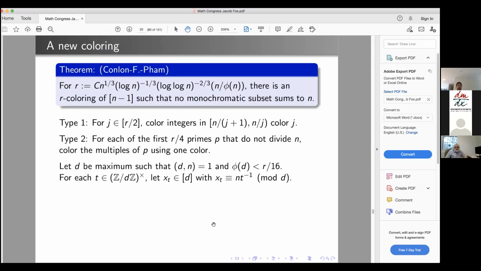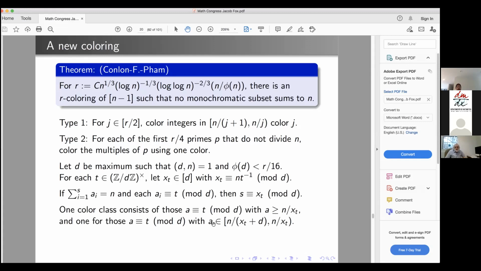There's a more involved coloring that we come up with that works for all n, and it basically uses the same first two types of colors, but there's a more careful thing to do for the last type of colors, using some more number theoretic properties. It's a little bit wasteful just to group them so that their sum is less than n. You should actually be looking at some modularity constraints here.